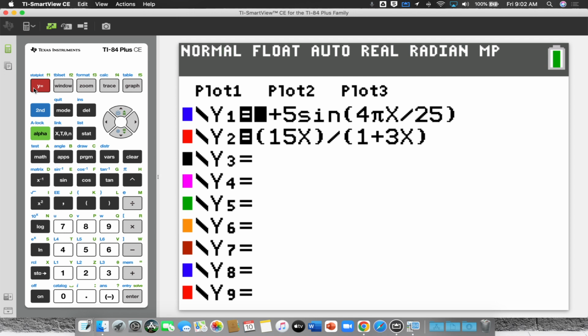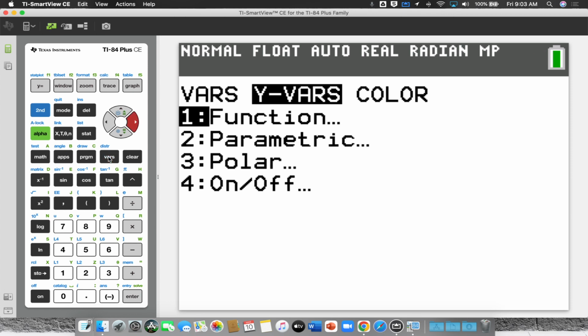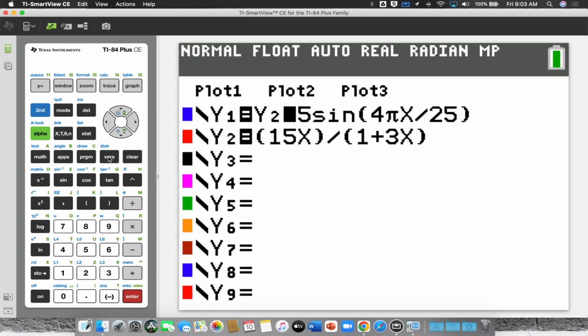S of t is y2, so really I'm going y2 minus y1. I'm subtracting the bottom one minus the top one, right? So the calculator has this little button called vars. Vars. It's the only one that starts with a V. Then you go to yvars, and then you go to function. Then you have a bunch of y2s and y1s. So really what I want to do is I want to go y2.